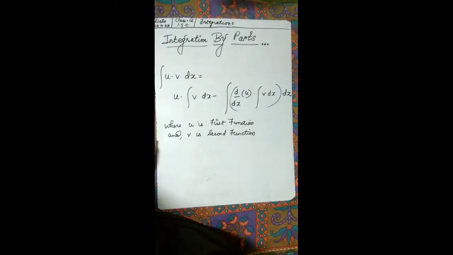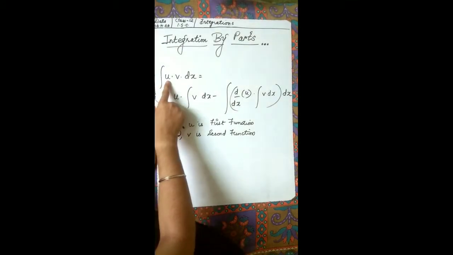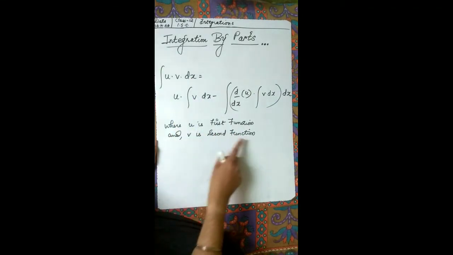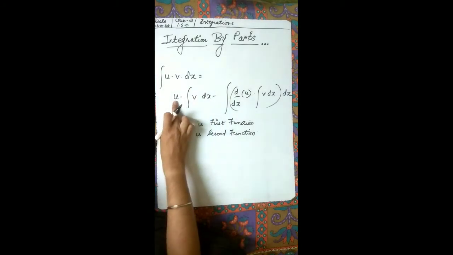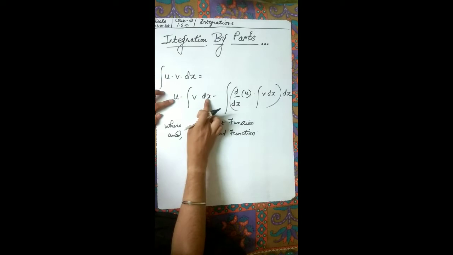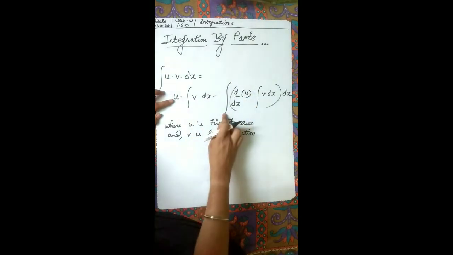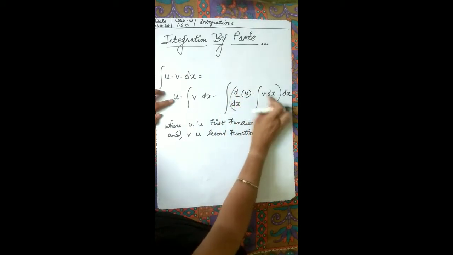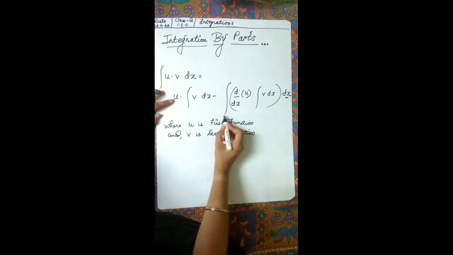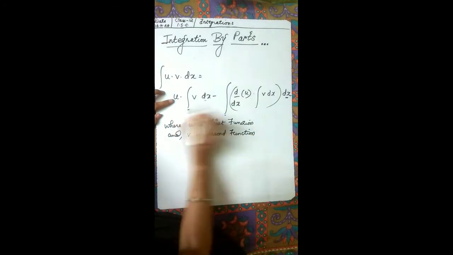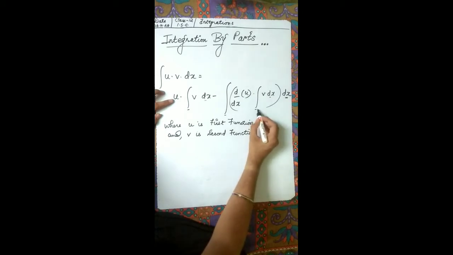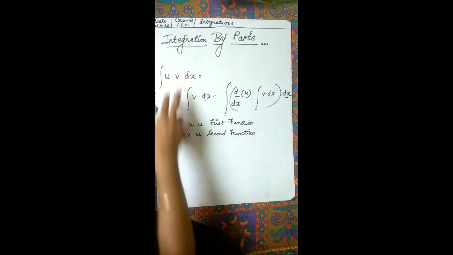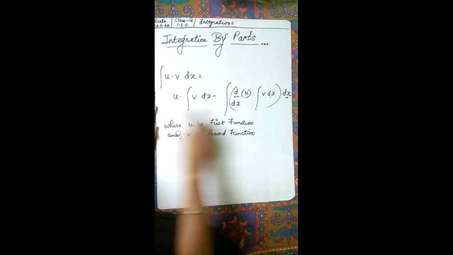So here is the formula in front of you: integration of u into v dx, where u is the first function we are considering and v is the second function, is equal to the first function into integration of the second function dx, minus integration of d/dx of u into integration of v dx, the whole dx. This dx is for this integration, this dx is for this integration, and this dx is for this integration. So such a formula is there. Whenever you have two functions in a product, we use this formula.